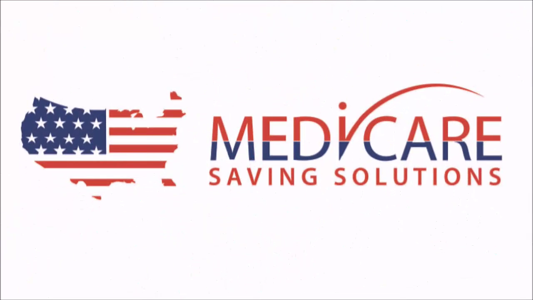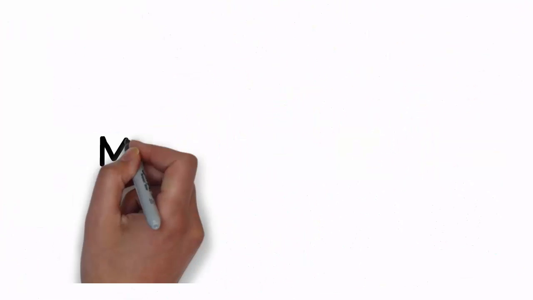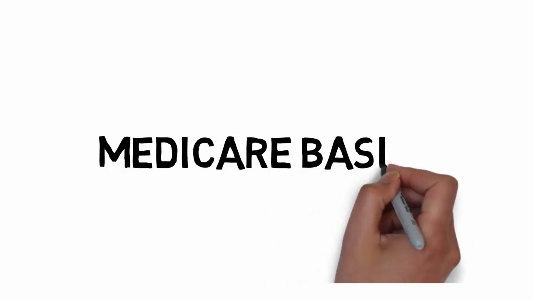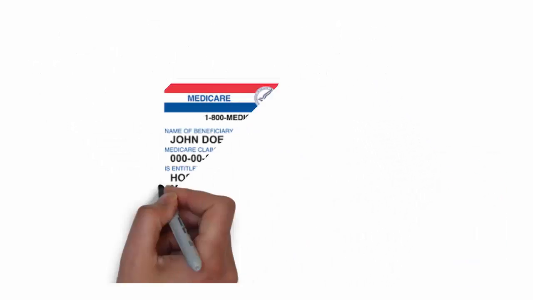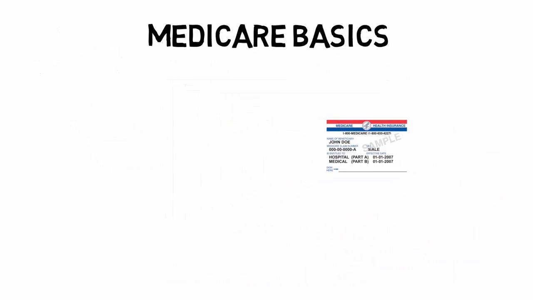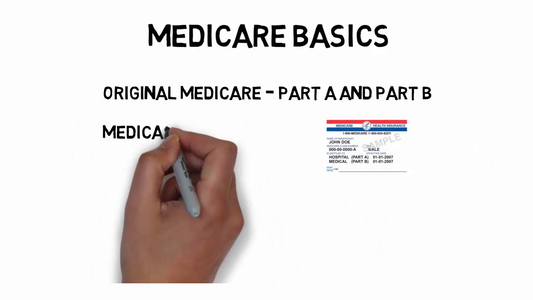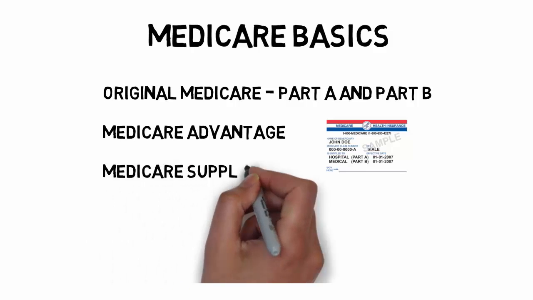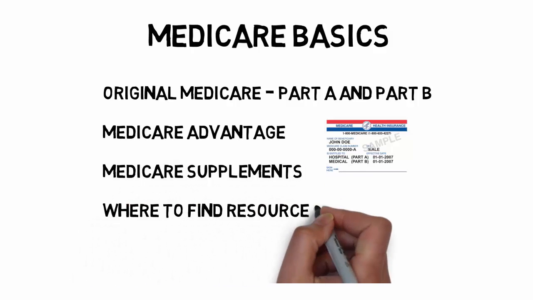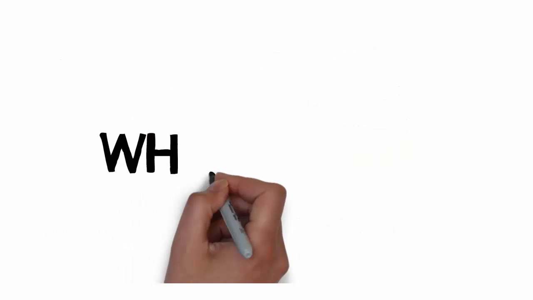In this video, we're going to go over the basics of Medicare. Stay tuned. Like I said, in this video we'll be going over the basics of Medicare and we'll make it easy for you to understand. We'll talk about Medicare Part A, Part B, Part C, Part D. We'll talk about the Medicare Advantage plans and the Medicare Supplement plans and what they all do for you.